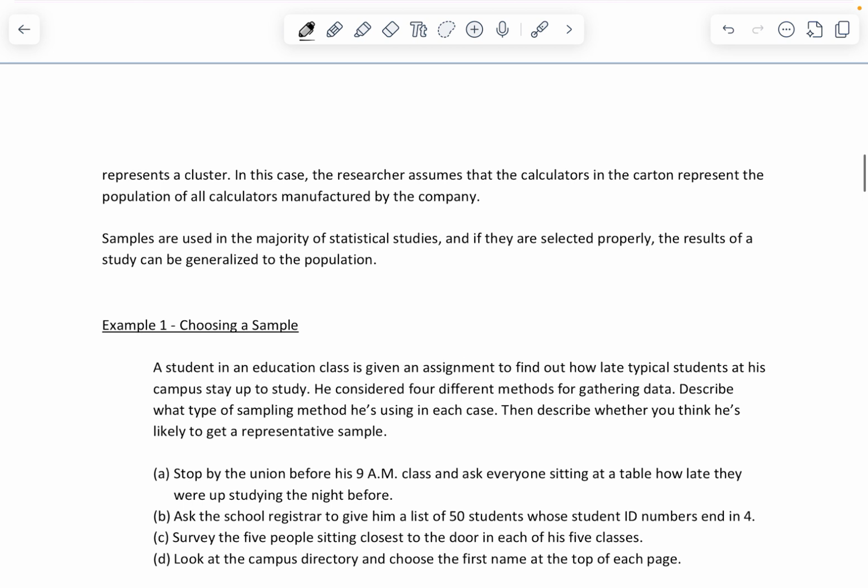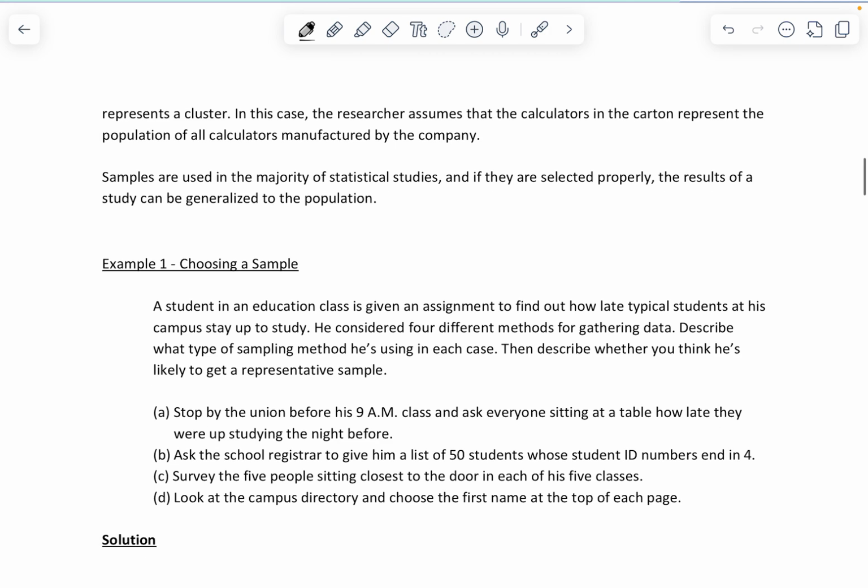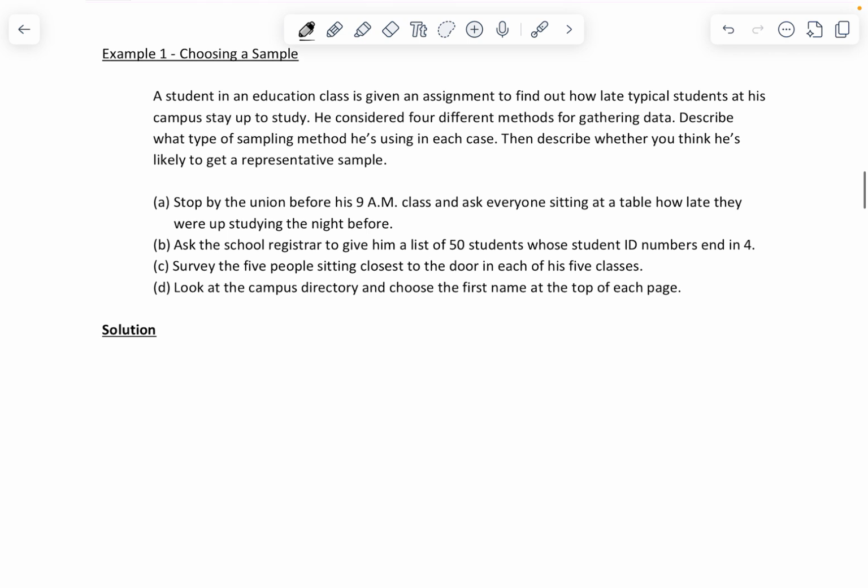Choosing a sample. A student in an education class is given an assignment to find out how late typical students at his campus stay up to study. He considered 4 different methods for gathering data. Describe what type of sampling method he's using in each case, and then describe whether you think he's likely to get a representative sample. Let's take each of these one by one.